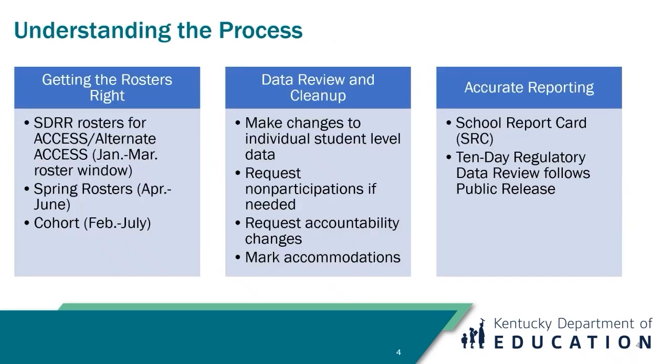So let's talk about understanding the process. What got us here to begin our process is to get the rosters right, because you had to get your rosters right throughout the school year. During January, February, March, SDRR was open for rosters for ACCESS and Alternate ACCESS for you to do your non-participations. And then back in the spring, in April and June, you had all the rosters open, including your ACCESS rosters.